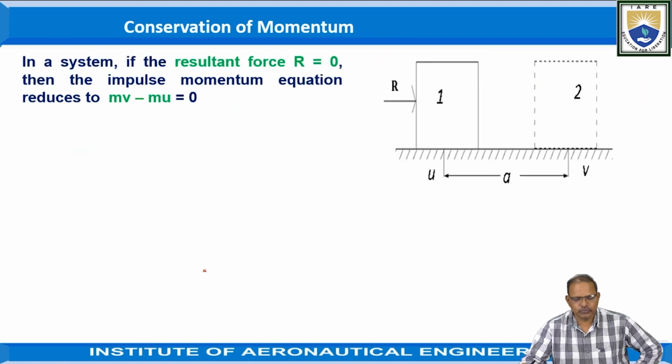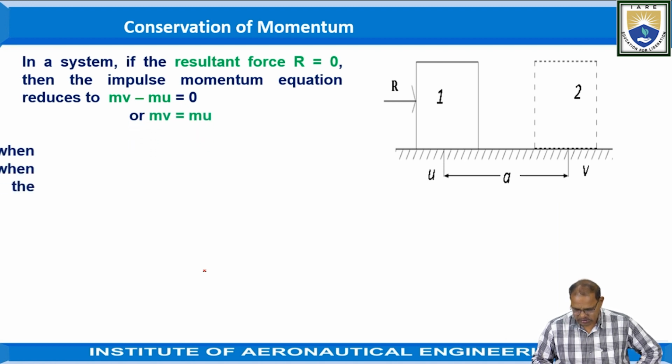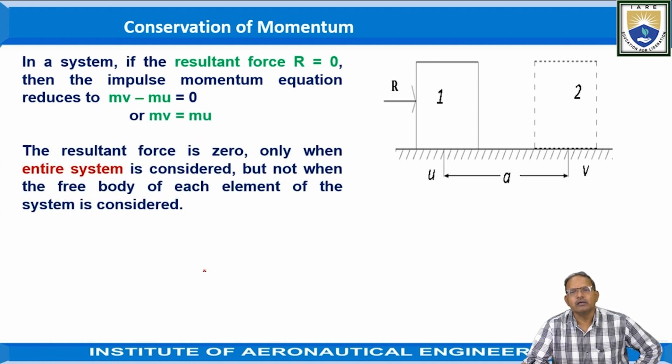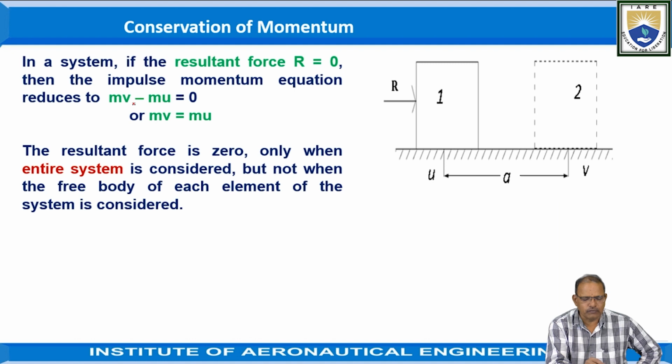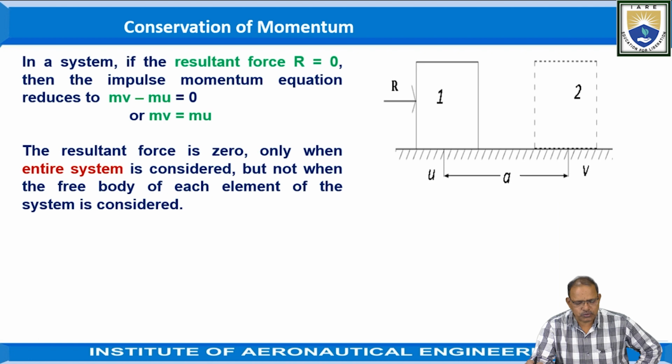Conservation of momentum. If the resultant force acting on the body is equal to 0, the momentum is said to be conserved. That means in the previous equation, we have R into dt equal to the change in momentum, that is MV minus MU. If the resultant force is equal to 0, then R into t is equal to 0, so MV minus MU is equal to 0. The momentum possessed by the body at the initial position should be equal to the momentum possessed by the body at the final velocity.